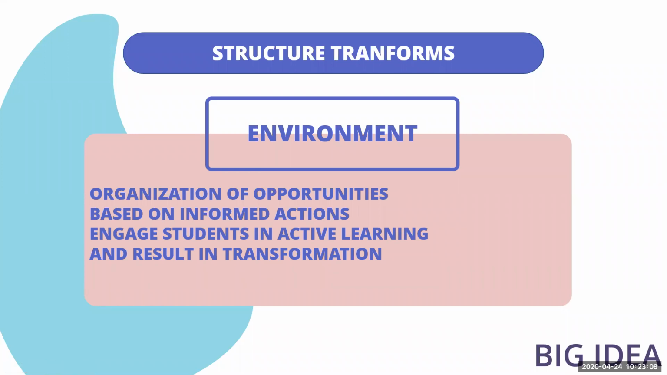So big idea today, structure transforms, kind of setting up the paradox for us here. What we're going to demonstrate is that if we create an environment that utilizes an organization of opportunities that are based on informed actions and engage students in active learning, it'll result in transformation. So this is a big idea that's going to come up over and over again. Maybe it doesn't make a ton of sense yet, but it will make some sense as we go through. And again, we'll come back. Structure transforms.